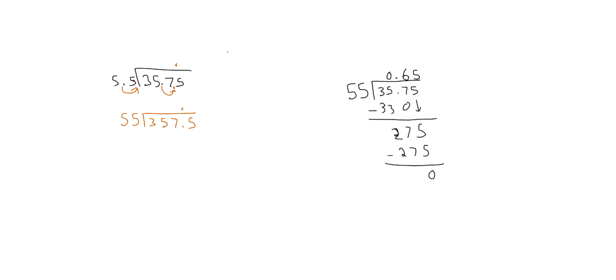Well, we already know that 55 goes into 357, 6 times. So notice now it's 6, and 330. Now if we subtract, remember all this here, 275, and we know it's 5 times. So 275, and we subtract, and we get 0. So again, the same concept here with 0.